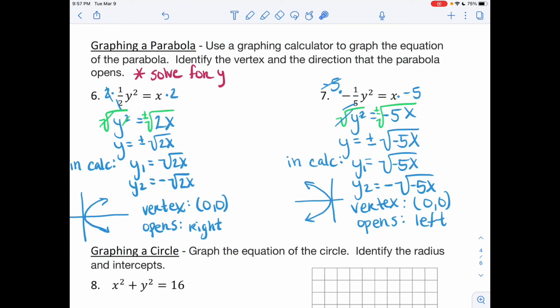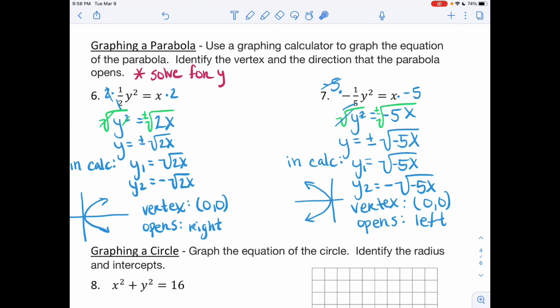Okay, here we go. Problem number 7. I noticed that the first thing I want to do is get rid of a negative 1/5. Well, I get rid of a negative by multiplying by a negative, and I get rid of a 1/5 by multiplying by a 5. So overall, I'm going to multiply each side by negative 5. That will leave me with y squared on the left and a negative 5 times x on the right, and I'm ready to take square roots to get rid of the y squared. Don't forget your plus and minus because this is an even root. So I will end up with y equal to plus or minus square root of negative 5x.